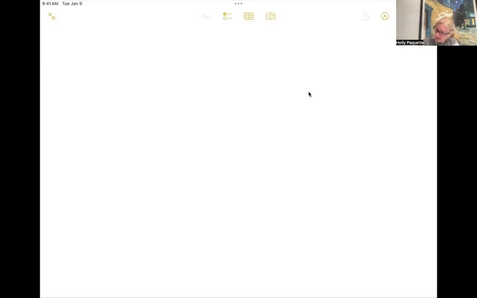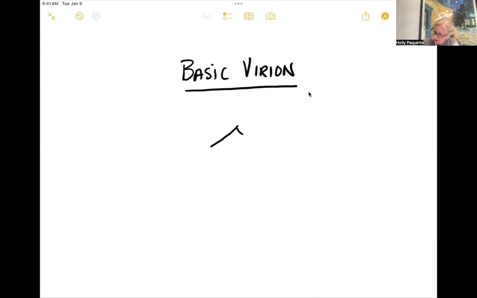Let me bring up my whiteboard for you. We can think about the most basic shape, so basic virion. Remember, a virion is the term for one individual infectious particle. So the way that I generally draw it is I draw my capsid, which is this protein shell around it. So this is my capsid.